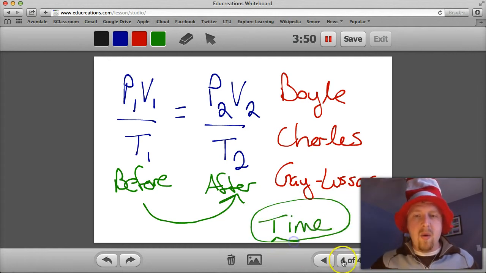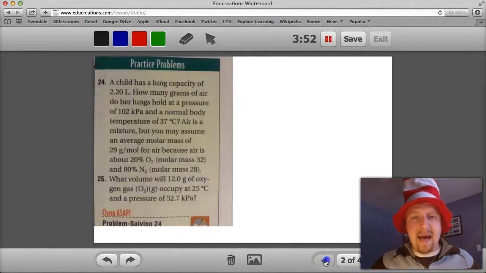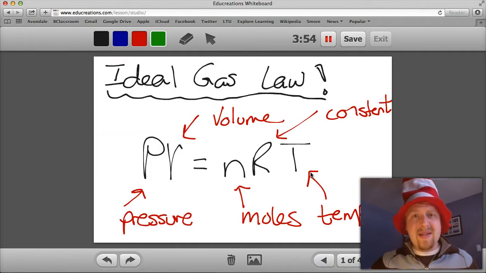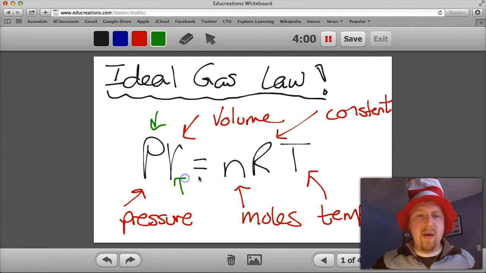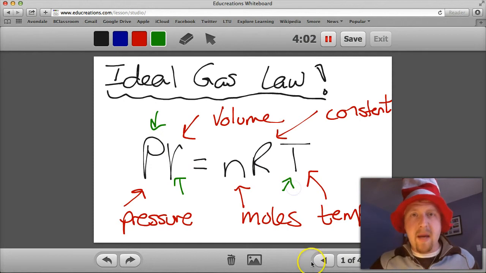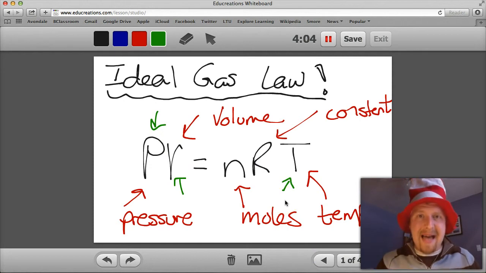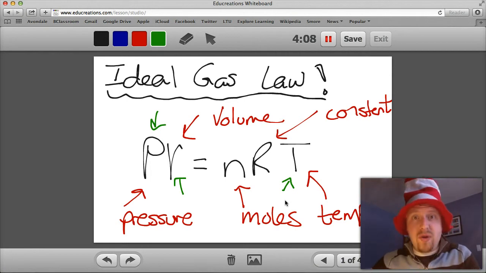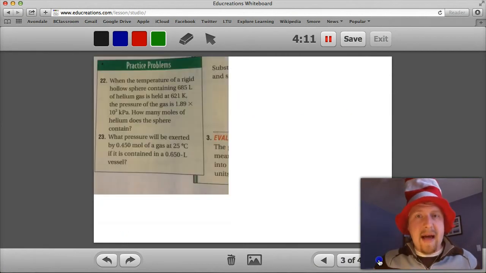Whereas the ideal gas law is here and now. There is no before and after. What is the current pressure? What is the current volume? What is the current temperature? And I can calculate exactly in this moment how many moles there are. So I had you do this, and we did it for the classroom.